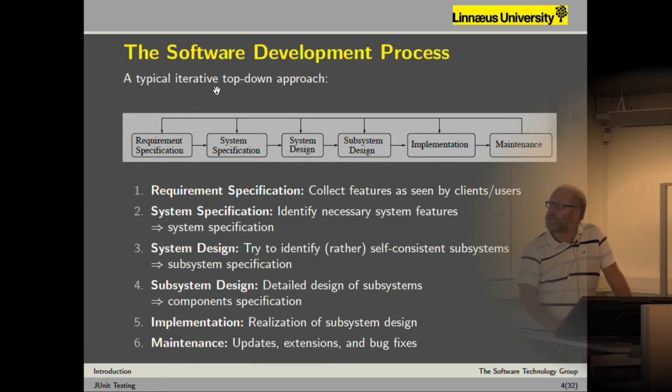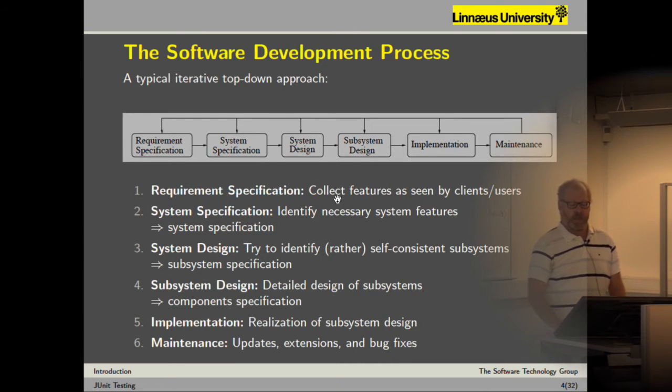I have here a simple sketch showing the development process. This is a typical so-called top-down approach. We start with the requirement specification, go to system specification. We are implementing the system and we are maintaining the system. So usually when you're developing a larger piece of software, you go through these steps.